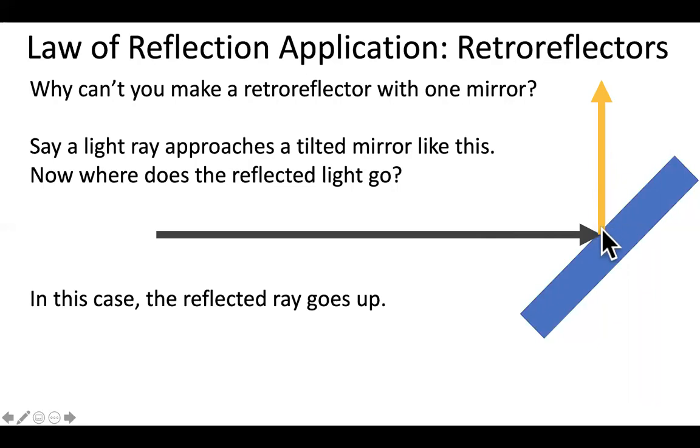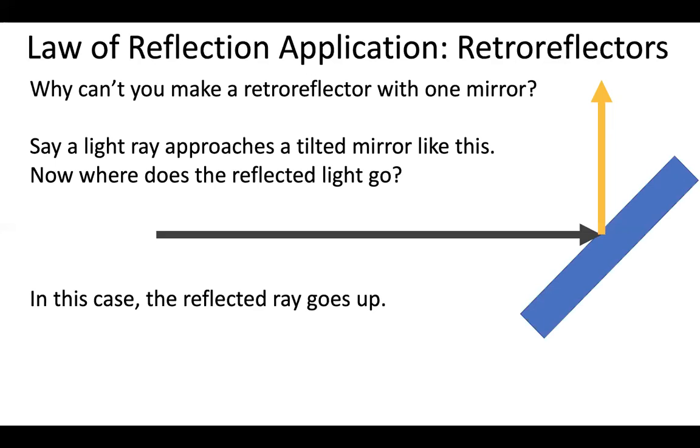Again, this is consistent with the law of reflection. Here is the angle of incidence, and there's an angle of reflection here, and they're equal to each other. But this means that the light gets bounced away from the direction it came from. So this light doesn't come back. This doesn't work except under specific conditions. Now, this specific mirror shown here is actually part of a retroreflector, so it's worth understanding it a little bit.